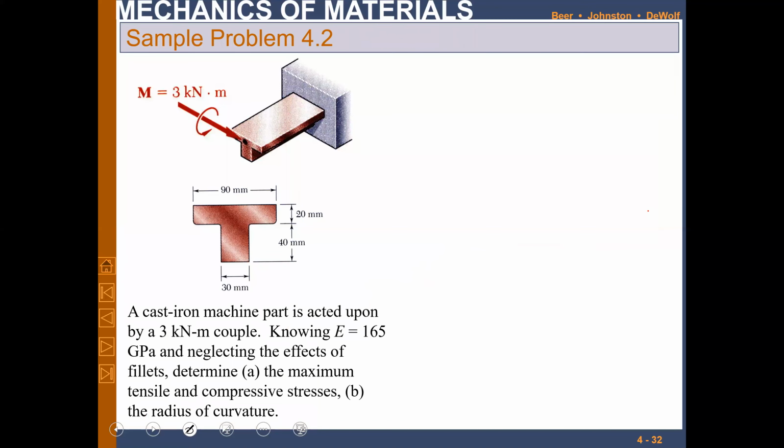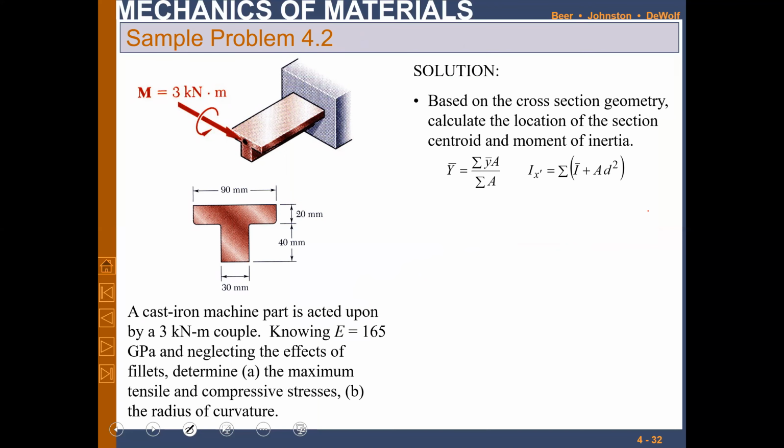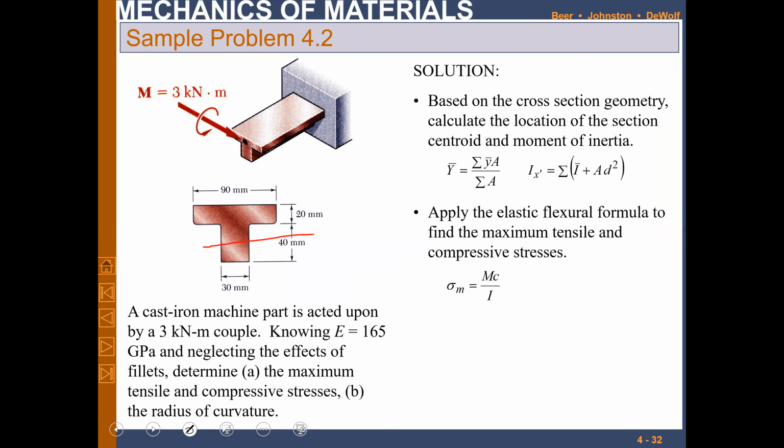Right. This is a little bit different from the other one because now we don't have the regular shape. Right now we have a T shape, so it does not have symmetry about the x-axis, if this is the x-axis, right? So how do we calculate the I, then we need to calculate sigma, and then we calculate the radius of curvature.